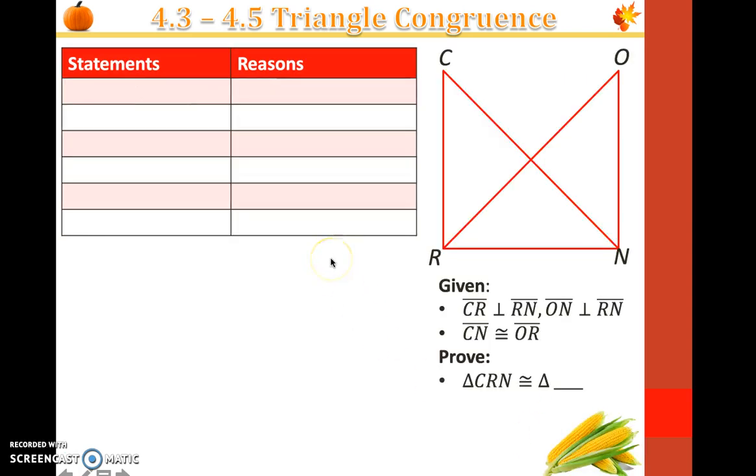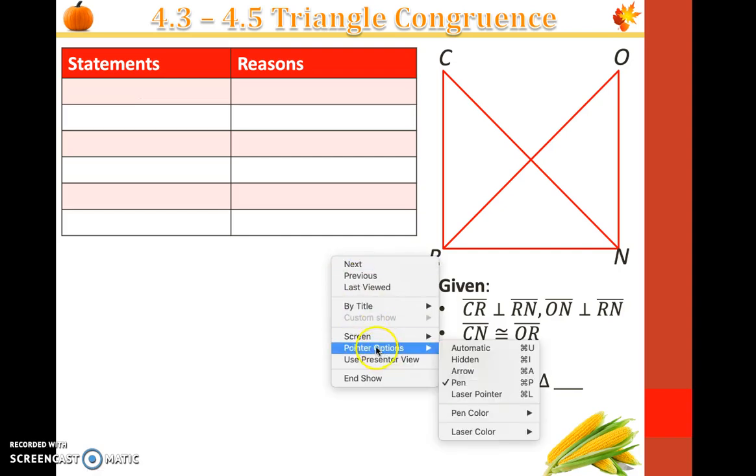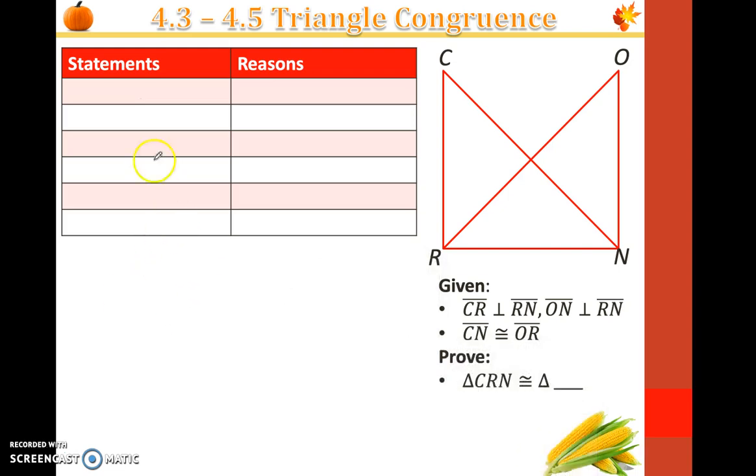This last example is rather tricky. Again, pause it if you want to. I'm going to give a piece of advice in a minute. So my advice, after I mark things up here: I know that CR being perpendicular to RN means, by definition of being perpendicular, that it's going to make some right angles, here and here. I know that CN is congruent to OR. This is a little difficult to show because of the overlap. And then that's the end of the given information.